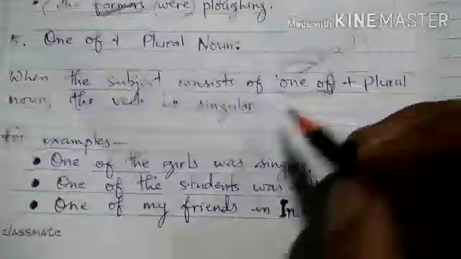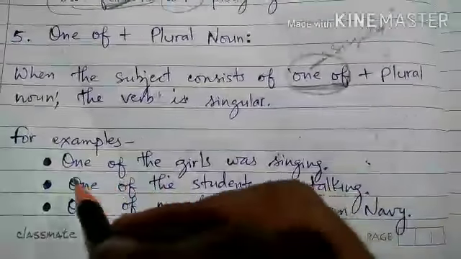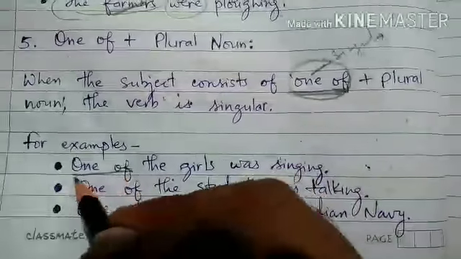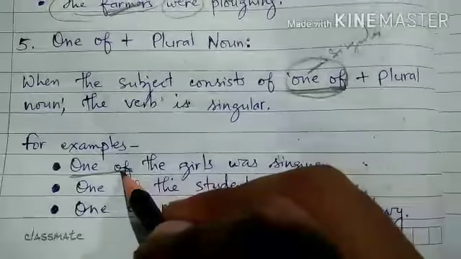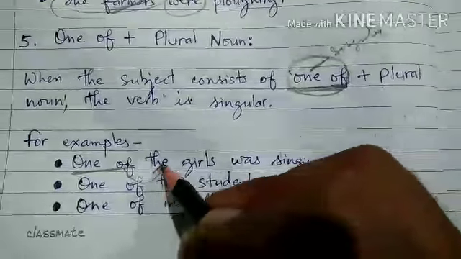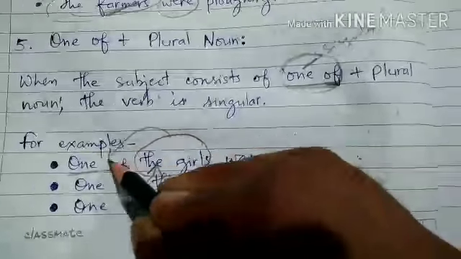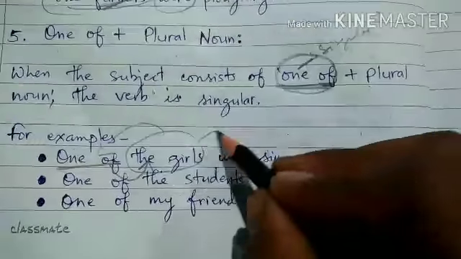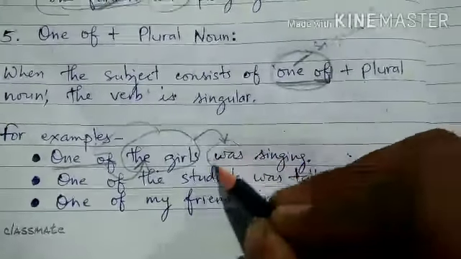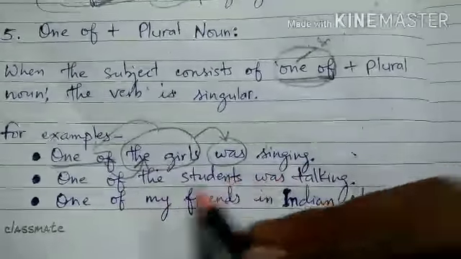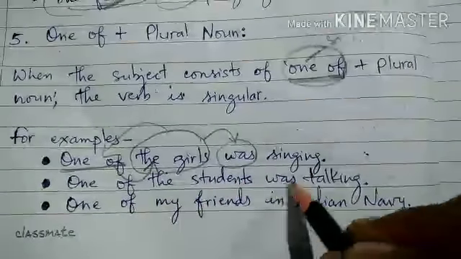Okay, for example, one of the girls. So when we use "one of", the noun after it is always plural, the girls is plural, but we have said "one of", so the verb is also singular. Okay, one of the girls was singing, one of the students was talking.